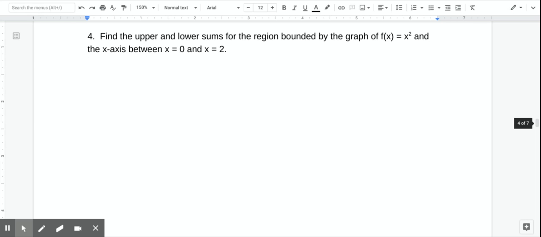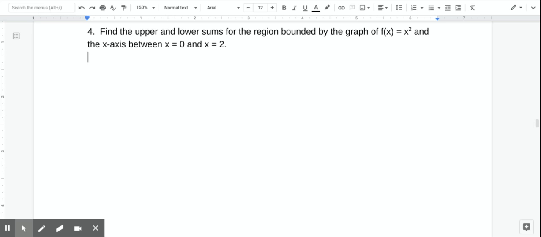All right, so our goal is to find the upper and lower sums for the region bounded by the graph of y equals x squared and the x-axis between 0 and 2. So let me draw this for you. Let me get a pencil and draw it for you.